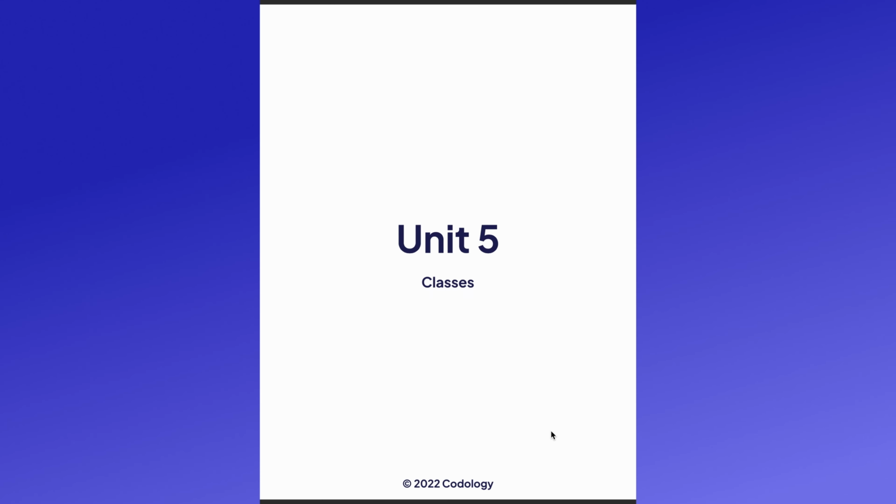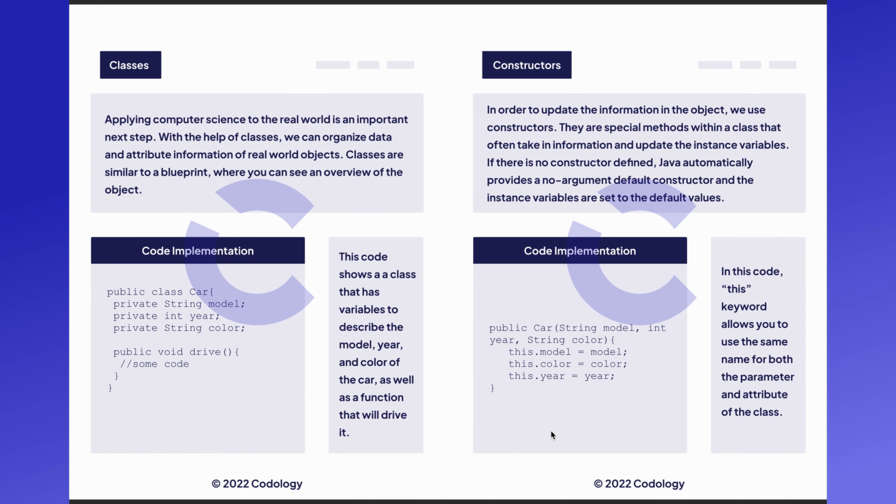Hi, my name is Katia, and in this video I'm going to be going over Unit 5 of AP Computer Science A, Classes. In Java, classes are really important because Java is an object-oriented language, and classes basically help you organize information and create different objects.